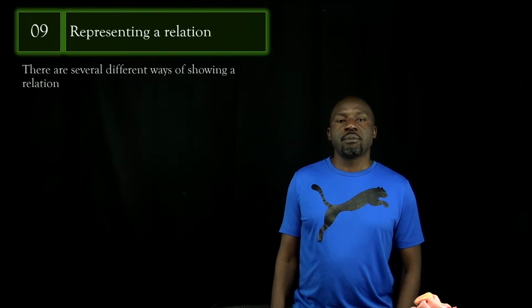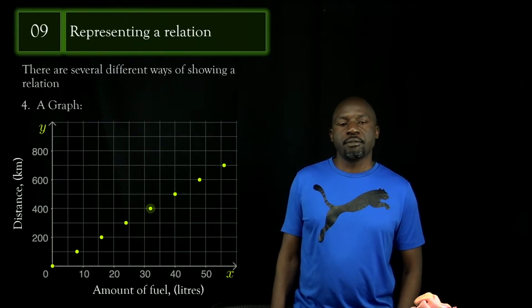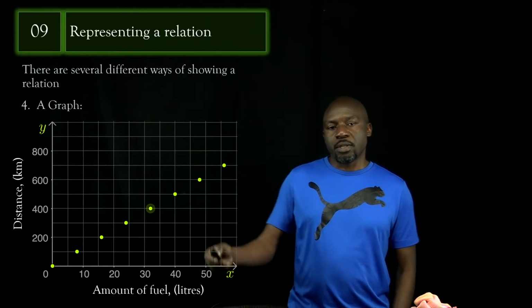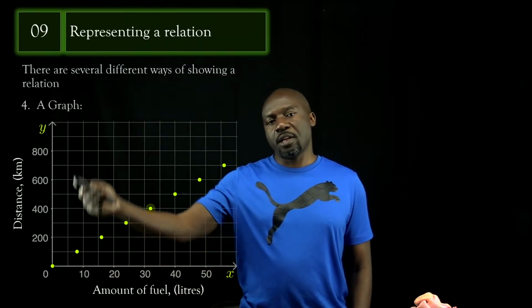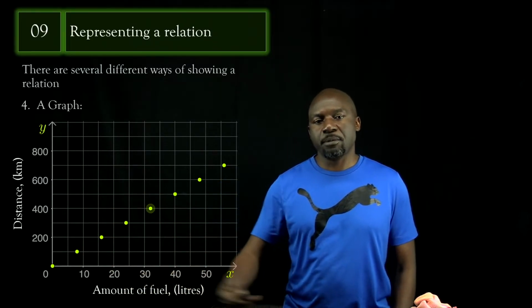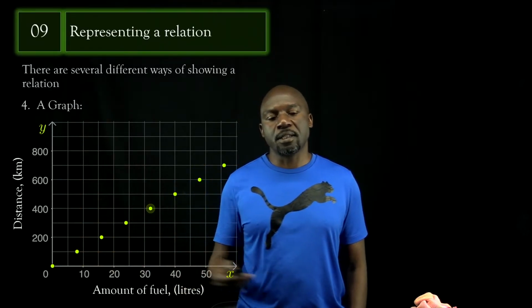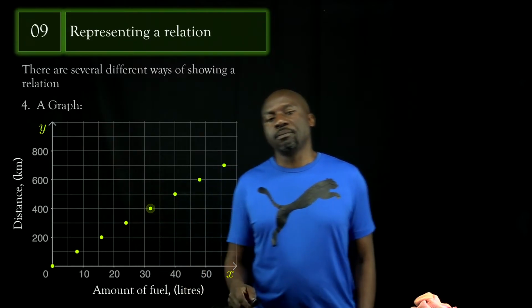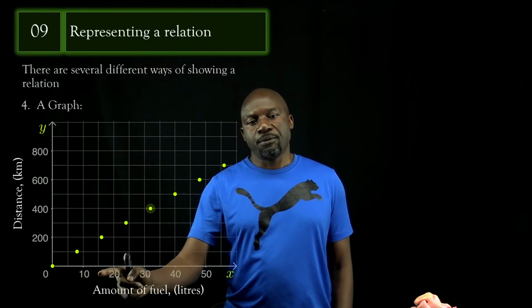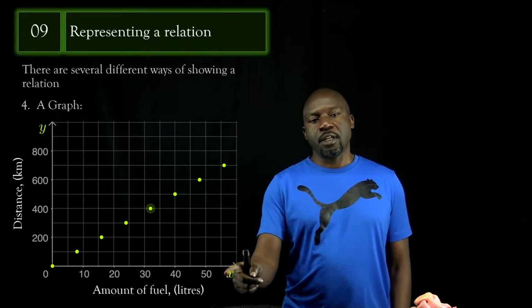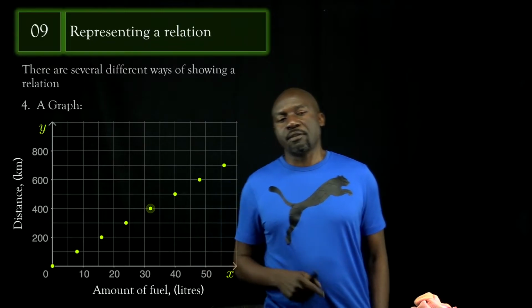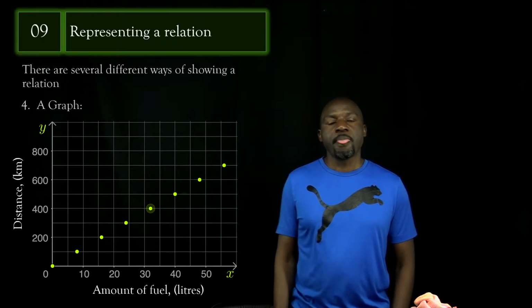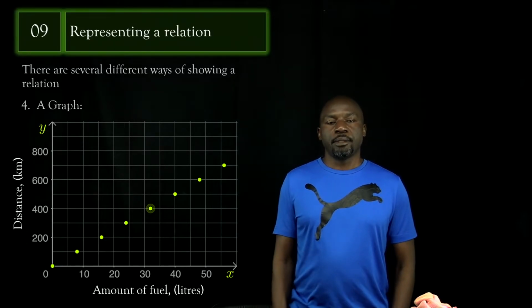A fourth way of representing a relation is using a graph. Again, you've done this before. So in the case of the car, amount of fuel in the x-axis, the distance being covered in the y-axis. So this is the independent variable, and that's the dependent variable. If you like, you can say this is the input, and that there is the output. Okay, so for 8 liters there, I can go 100 kilometers. For 16 liters, I can go 200 kilometers, and so on. 56 liters can take me 700 kilometers, right? So that's another way of representing a relation.